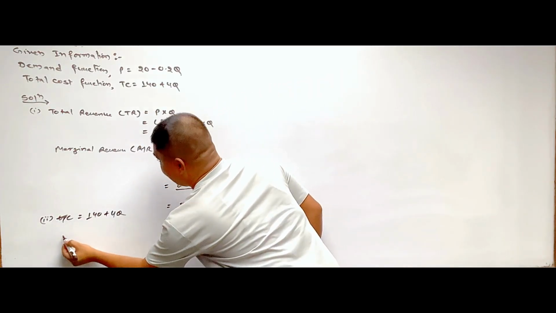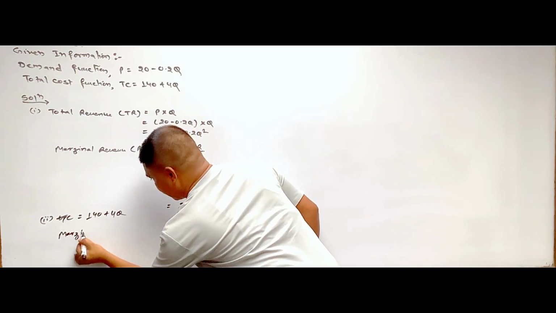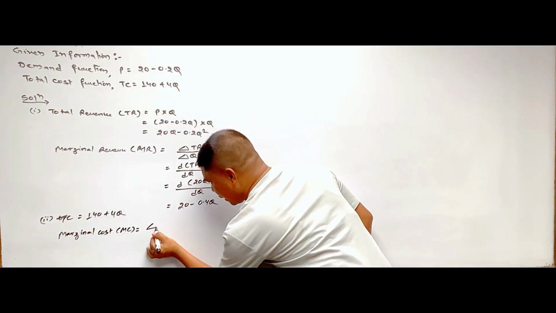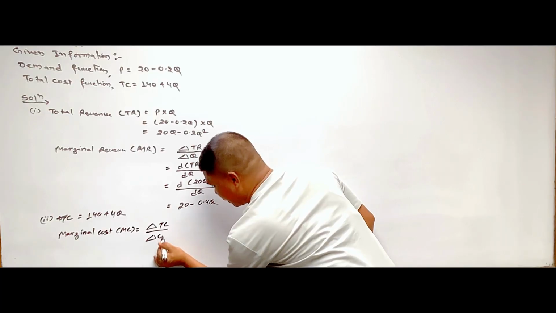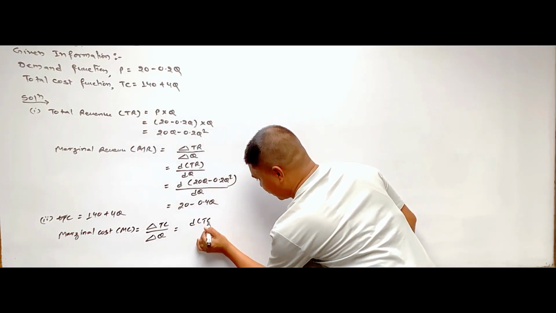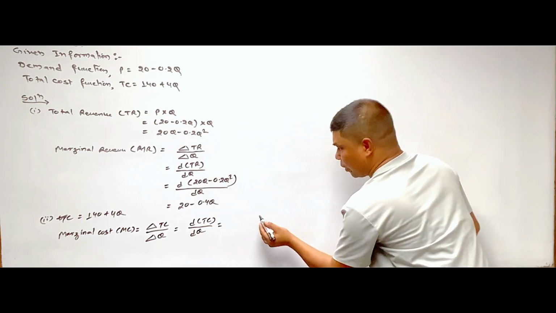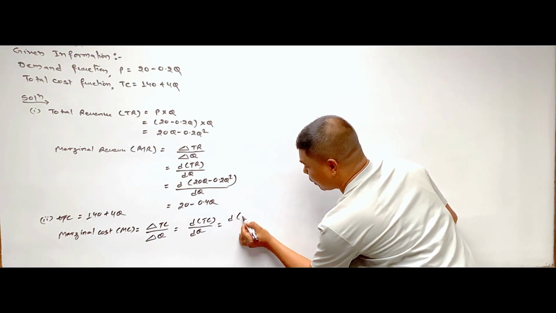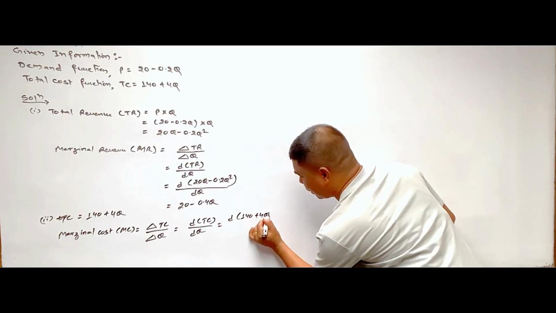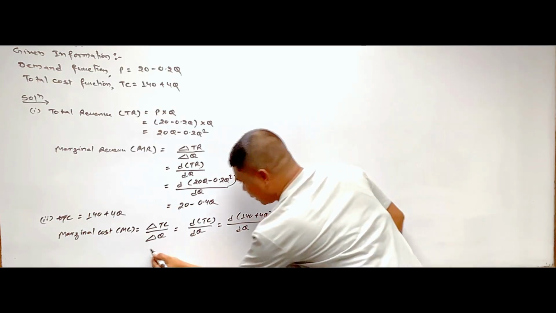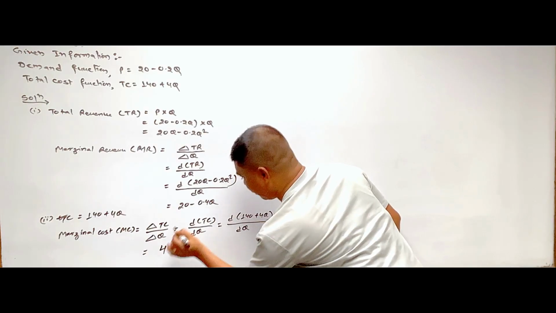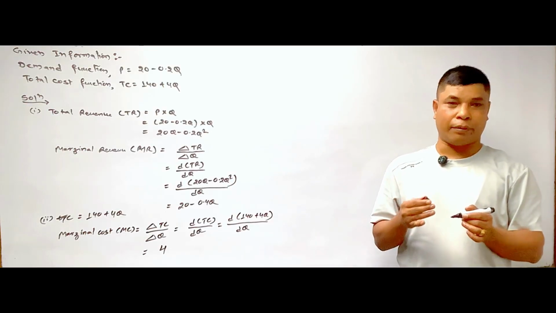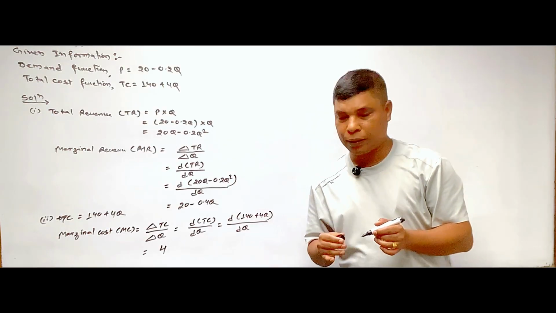So we convert it into marginal cost. Marginal cost, MC, equals the change in total cost divided by the change in quantity. That means the derivative of total cost, 140 plus 4Q, with respect to dQ. So we get the result 4, only 4. Marginal cost is the additional expense that the firm has to incur for every one additional unit of output.